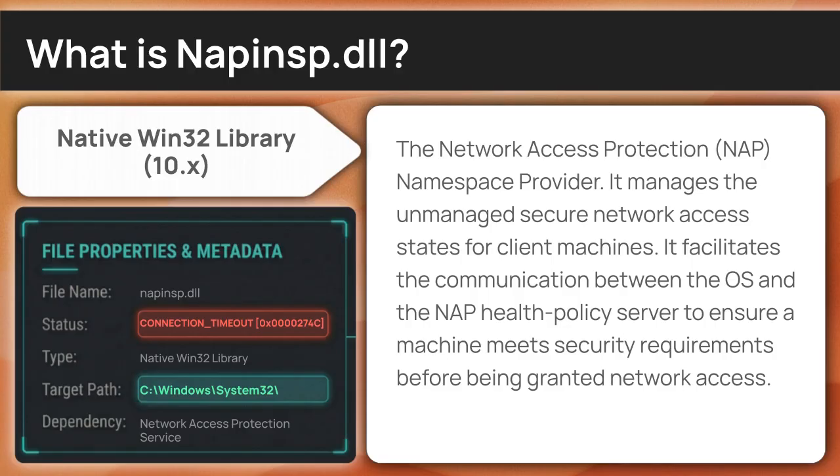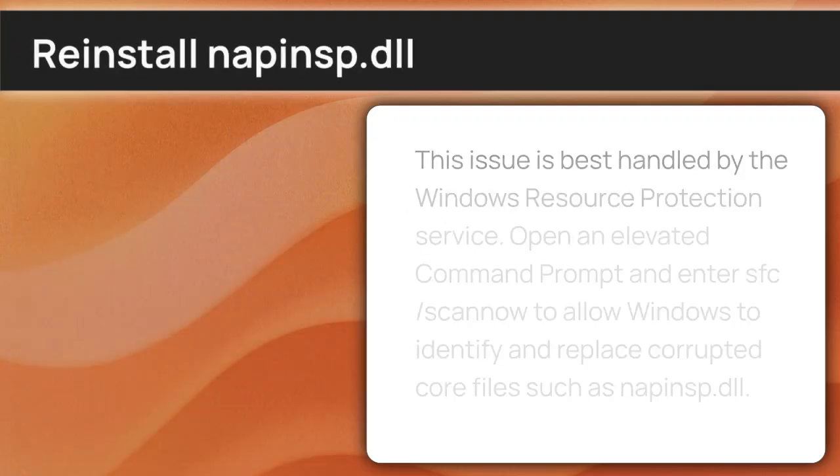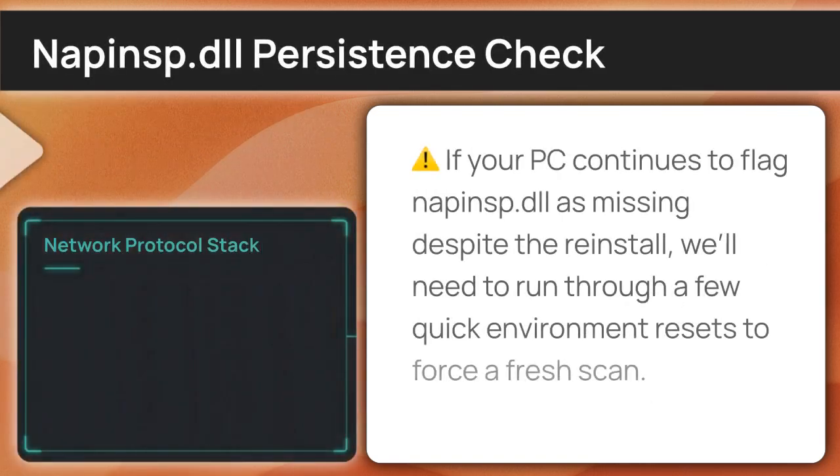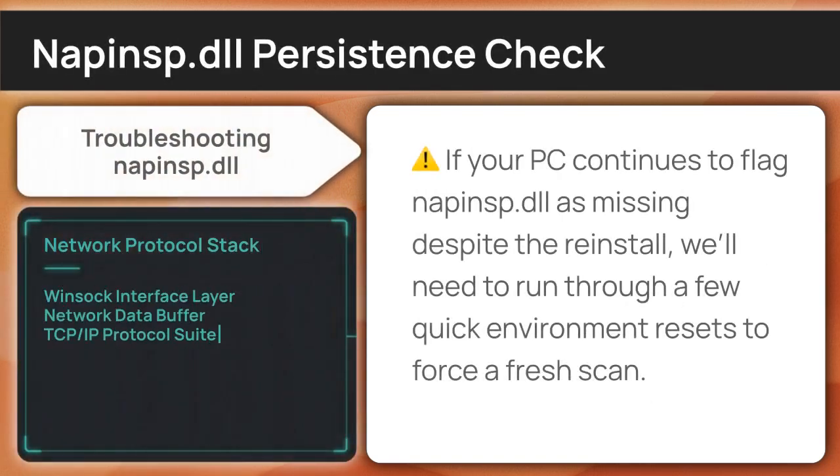Now that you're up to speed on the file's role, let's begin the repair process. This issue is best handled by the Windows Resource Protection Service. Open an elevated command prompt and enter sfc /scannow to allow Windows to identify and replace corrupted core files, such as Napinsp Library DLL.